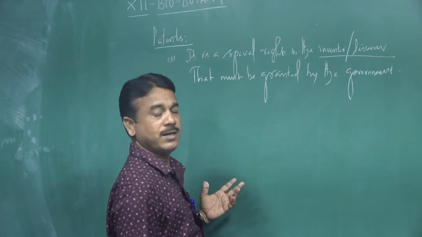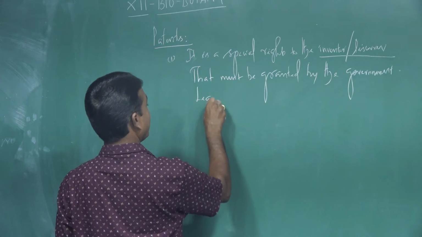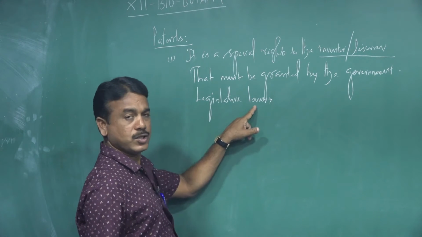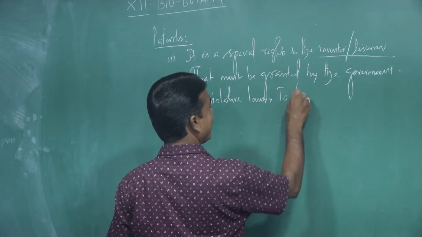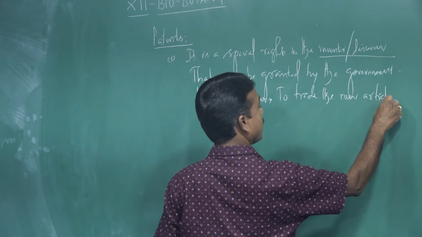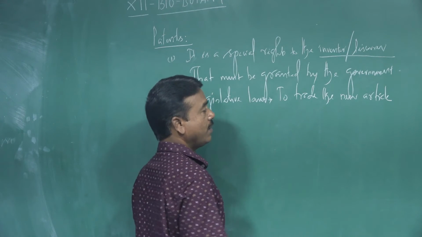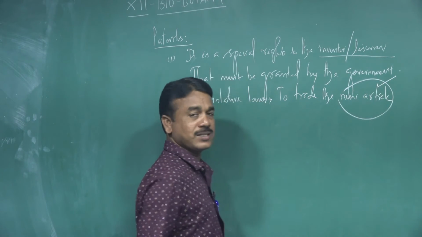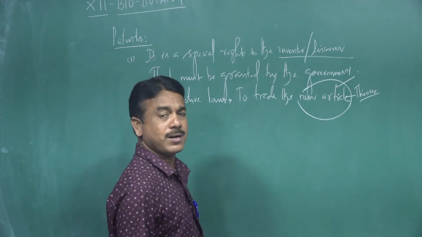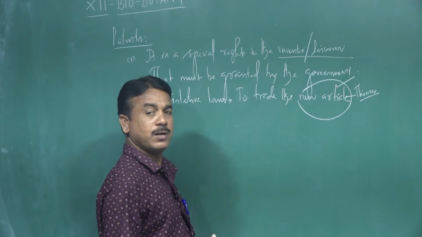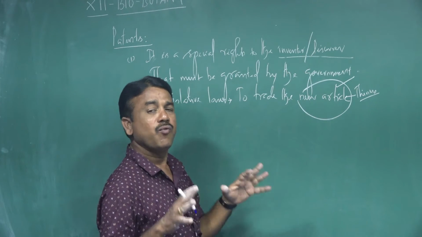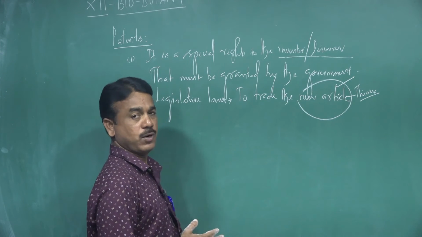In which way does the government grant it? Through legislative law. That law gives rights to trade the new articles, because by his own knowledge new things can be produced. An article means a thing. The things marketed all over the world belong only to the inventor or discoverer, who has the full right to trade the articles all over the world.